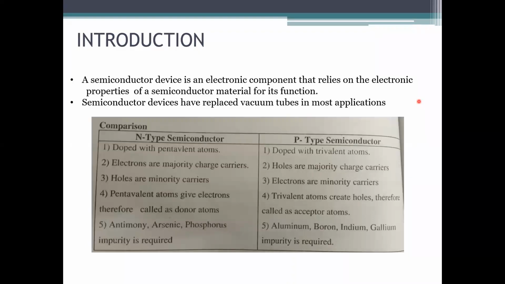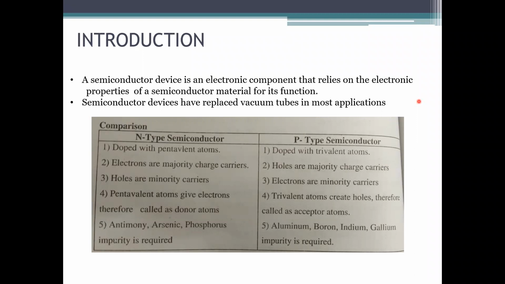A semiconductor device is an electronic component that relies on the electronic property of a semiconductor material for its function. Semiconductor devices have replaced the vacuum tube in most applications. Semiconductors are tetravalent atoms, known as intrinsic semiconductors. Their conductivity lies between the conductor and the insulator. So what is a conductor? A conductor allows good flow of electricity, and an insulator opposes the flow of electricity. So the semiconductor lies between these two.